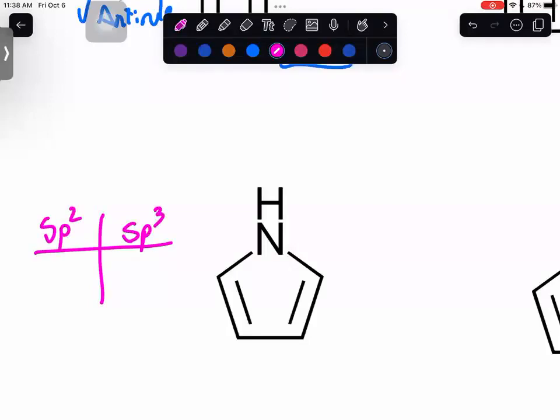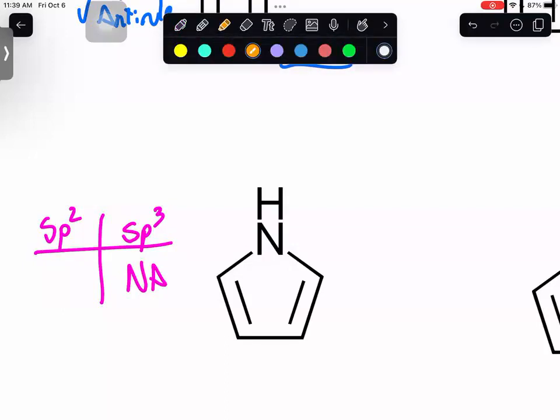Exactly. Now, is it cyclic? Yes. Planar? Yes. If it's sp3, is it going to be fully conjugated? No, so we know that it's going to be non-aromatic if it chooses to be sp3. Now, if it chooses to be sp2, it's fully conjugated. So last aspect that we're looking at, number of pi electrons. How many do we see? 4 pi electrons, and single bonded, it donates 2, so that's 6.